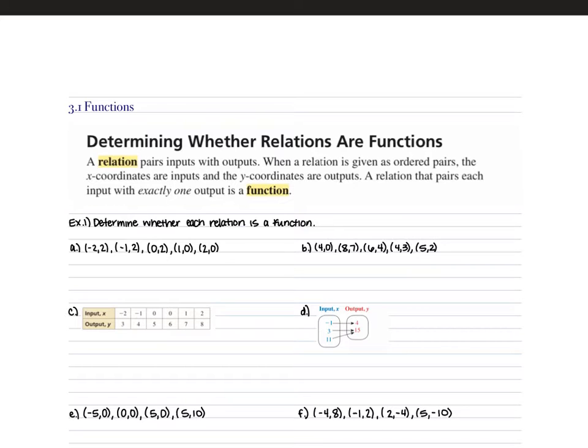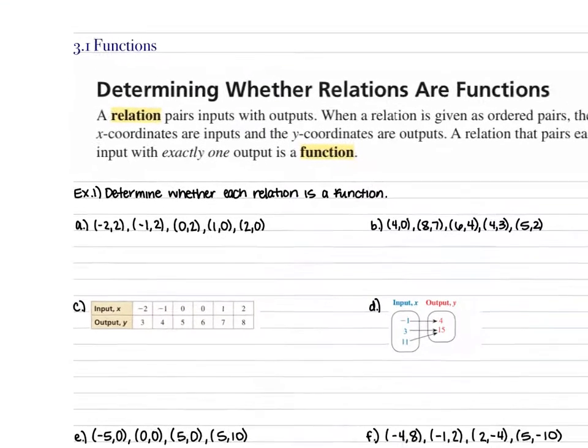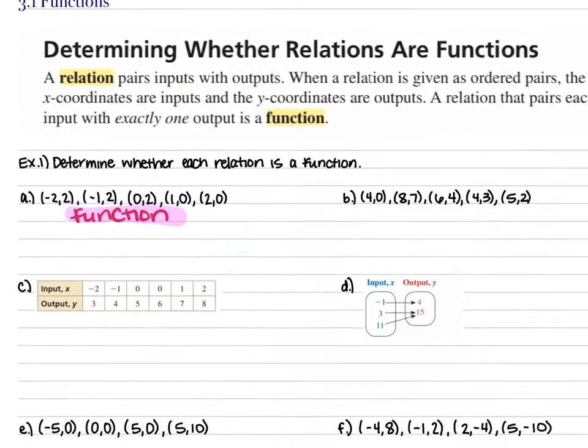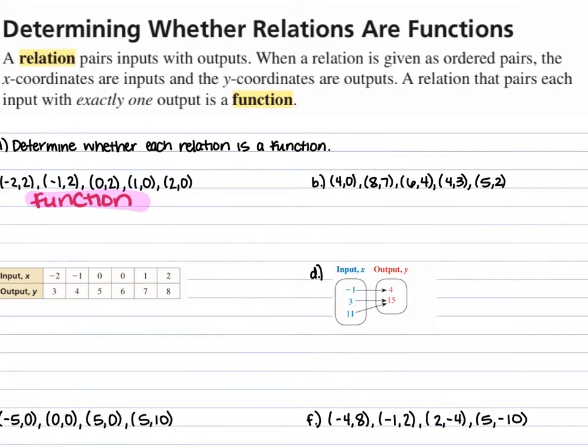If we look at example A, we have negative 2, 2, negative 1, 2, 0, 2, 1, 0, and 2, 0. Our x values here do not repeat themselves, so this one is a function. For B, we have 4, 0, 8, 7, 6, 4, 4, 3, and 5, 2. Now, the 4s repeat themselves, so this is not a function.